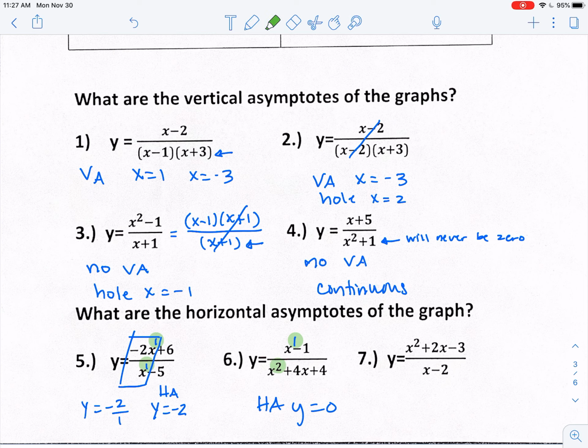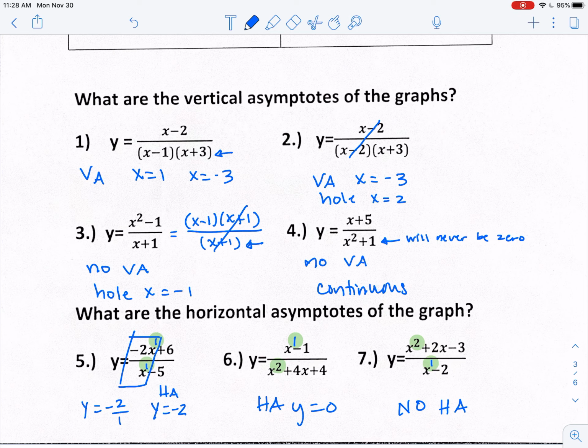Looking at number 7, degree of the top, 2. Degree of the bottom, 1. When the degree of the top, the numerator, is greater than the degree of the bottom, the denominator, there is no horizontal asymptote. Okay.